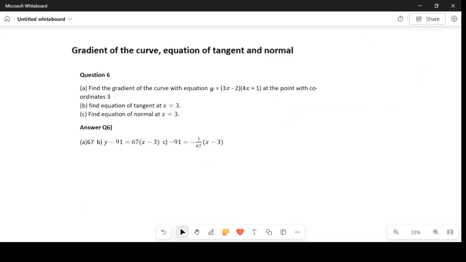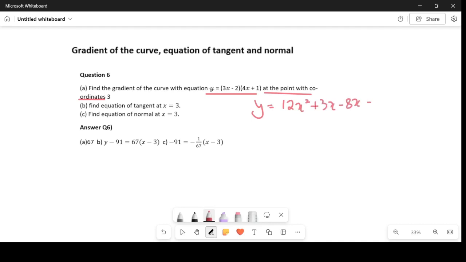Okay, the next question is, find the gradient of the curve at the x coordinate 3. Okay, so to find the gradient of the curve, we'll need to find dy by dx of this, but before that we'll need to expand it so that we can find its dy by dx conveniently. That's going to be 12x squared plus 3x minus 8x minus 2, which gives 12x squared minus 5x minus 2.